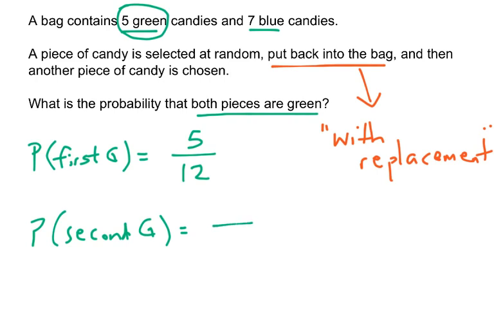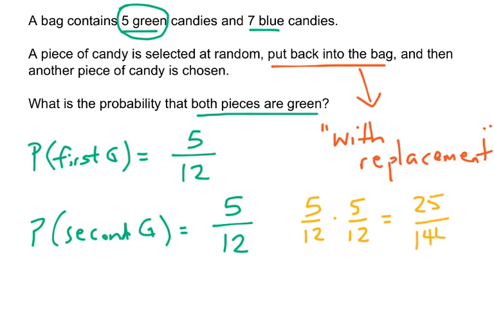Probability that the second one's green, well, we put that first piece of candy back in. So I still have 12 possible outcomes. And of those, 5 of them are green. So the probability that the second one's green is also 5 out of 12. Now the probability that the first one was green was 5 out of 12. Probability that the second one was green was 5 out of 12. And so I multiply those together, and the probability that both are green is 25 out of 144. That's the probability that both are green.